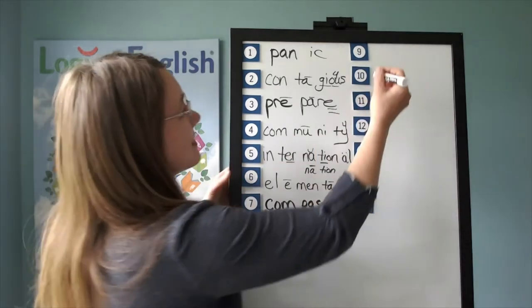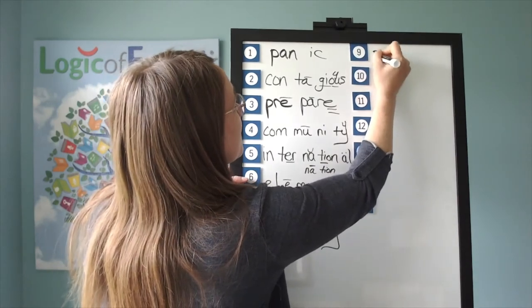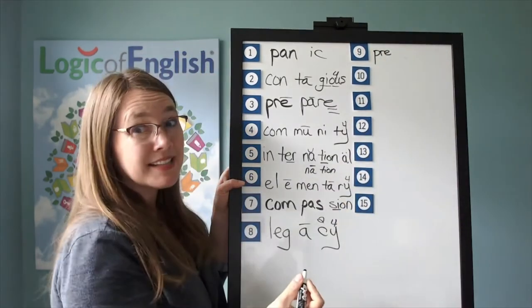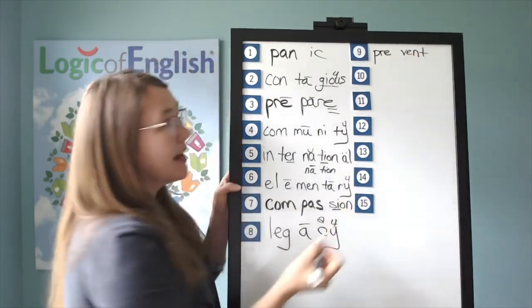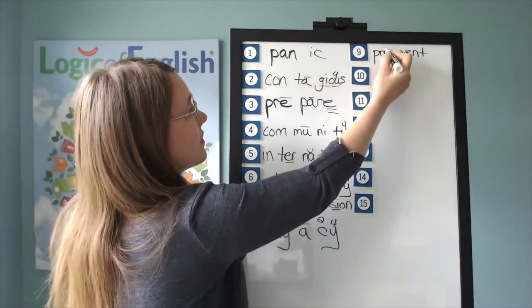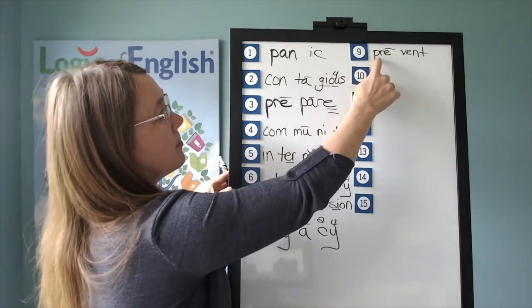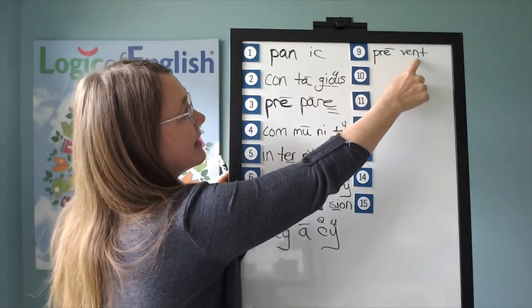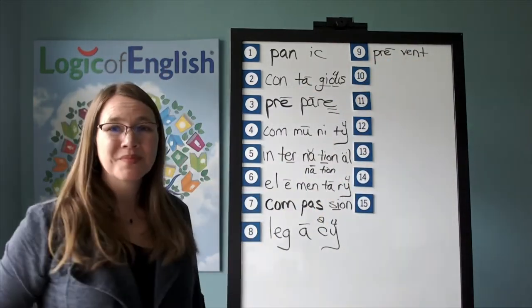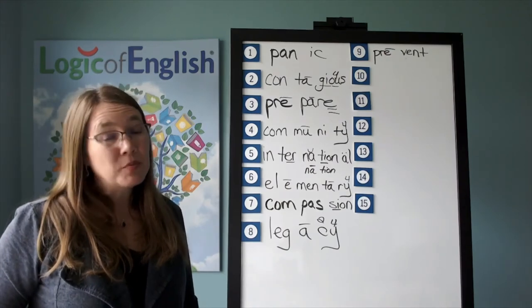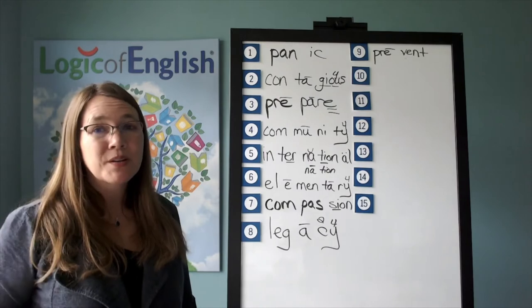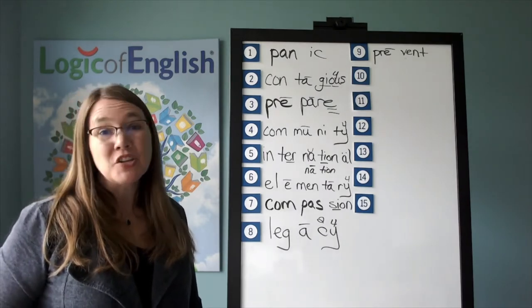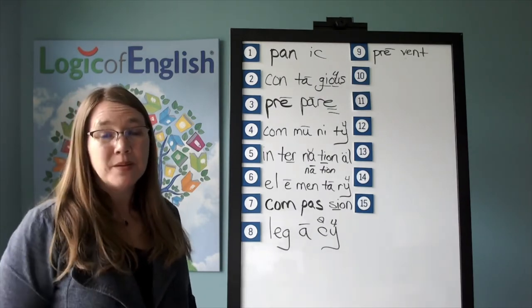And help me to write it. The first syllable is pre, p, r, e. The second syllable is vent, v, e, n, t. And how will we mark it? We'll put a line over the E. Let's read it. P-R-E-V-E-N-T, prevent. So the prefix pre means what? It means before. So if you prevent something, you are doing it before it happens.